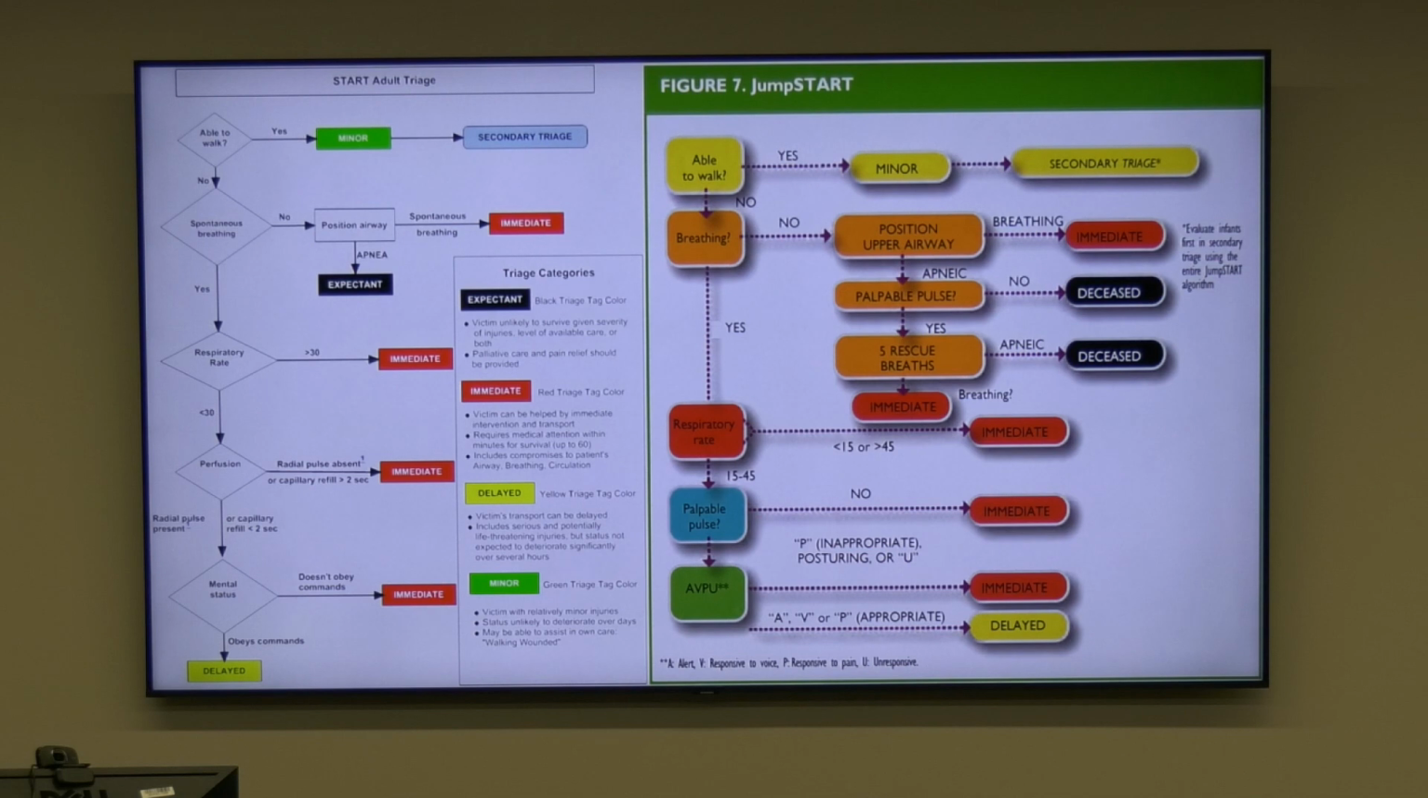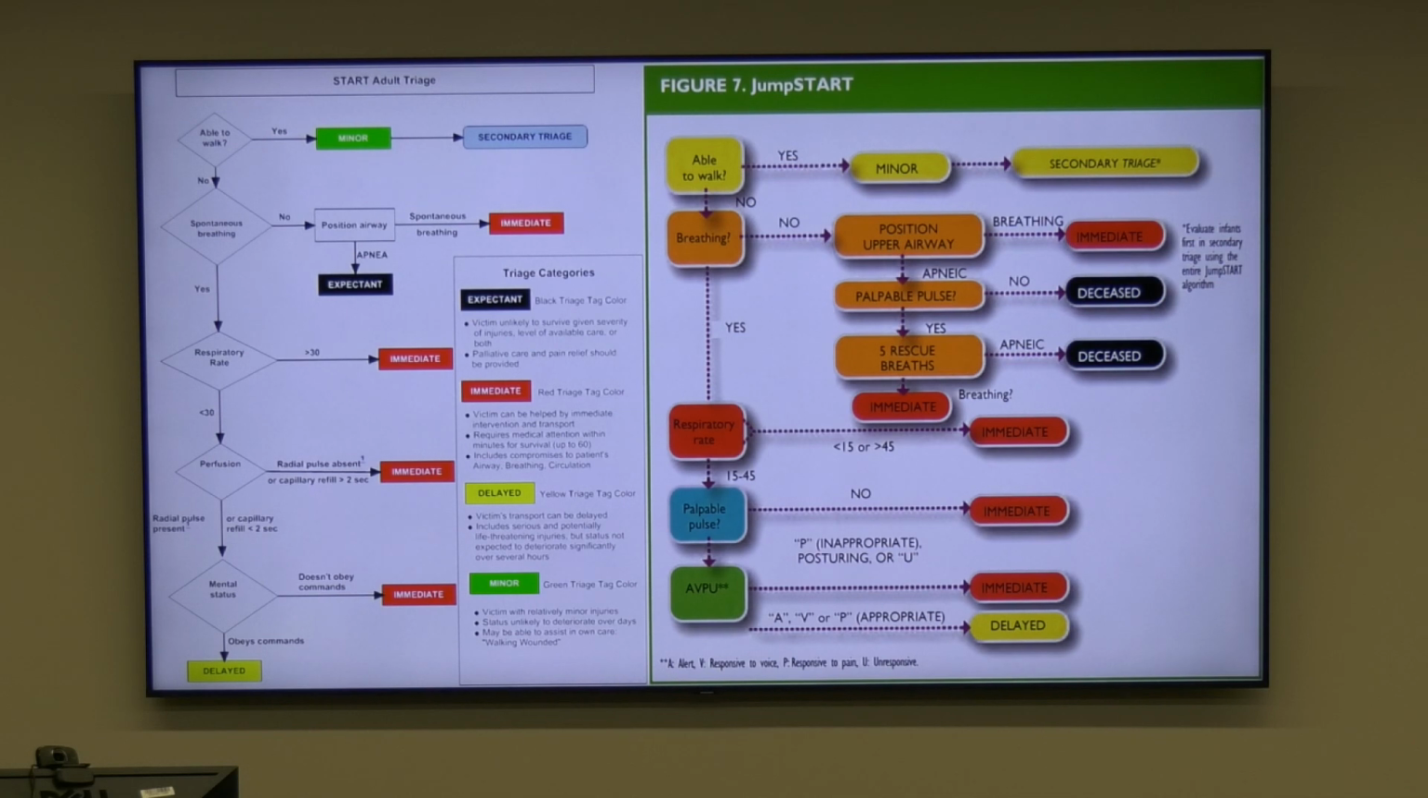Usually for these patients that are still alive but very unlikely to survive, palliative care or pain relief should be provided. Let's say that the patient is able to spontaneously breathe. How are their respiratory rates? If it is greater than 30, then they are considered immediate, and they should be the red triage tag color. If it is less than 30, then you move on to perfusion.